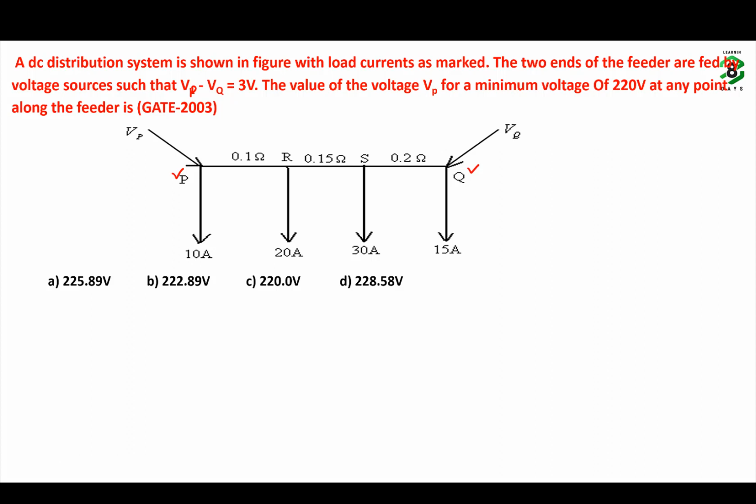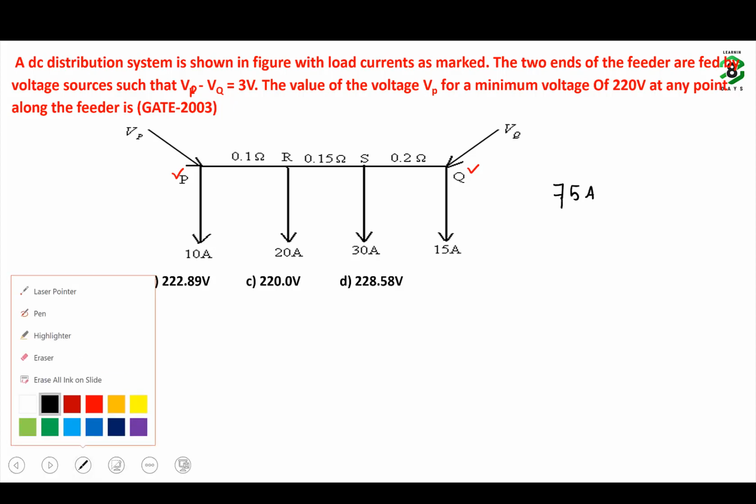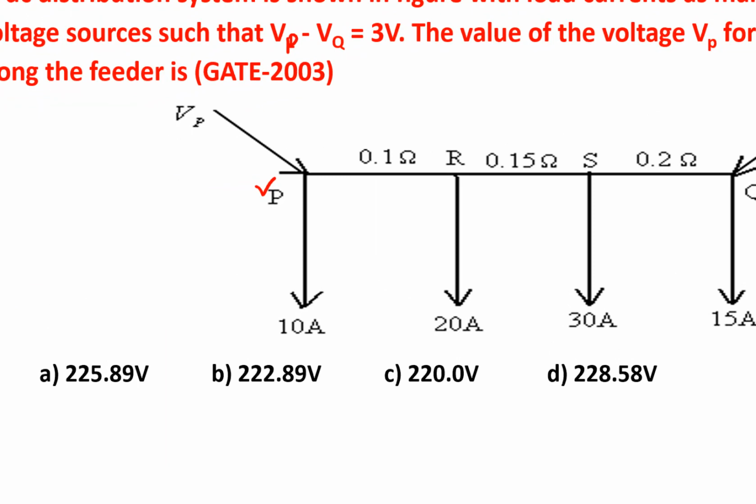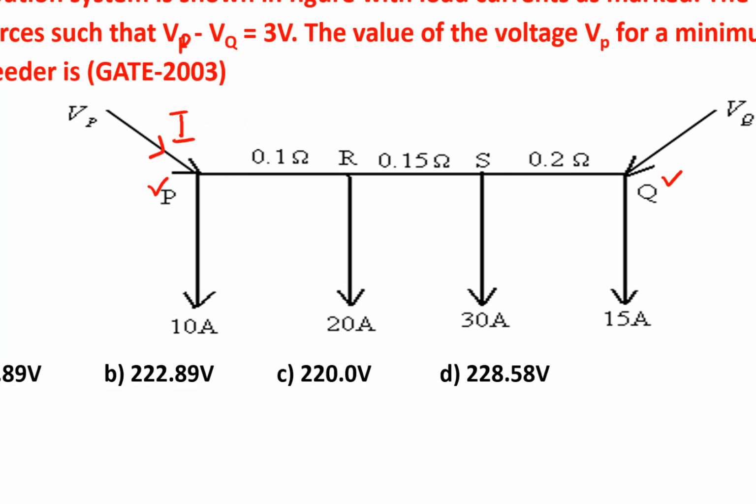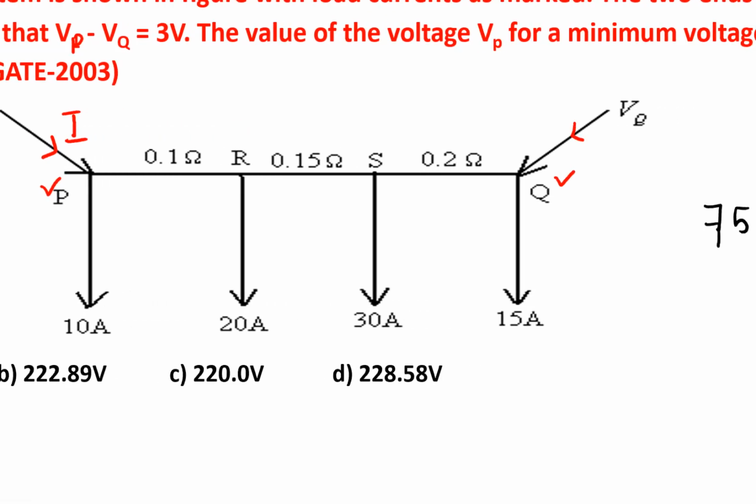what is the total load on the distributor? The total load on the distributor is how much? 10 ampere plus 20 ampere plus 30 ampere plus 15 ampere. It all boils down to how much? 50, 60, 75 ampere. 75 ampere is the total load on the distributor. Now, let us assume the source at P is supplying a current of I ampere. Then what is the current supplied by the source at Q? The remaining current, that is 75 minus I, is being supplied from the source at Q.